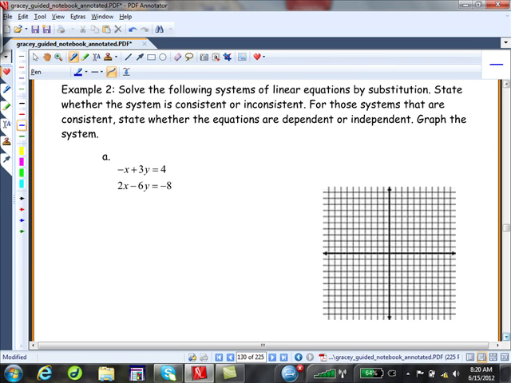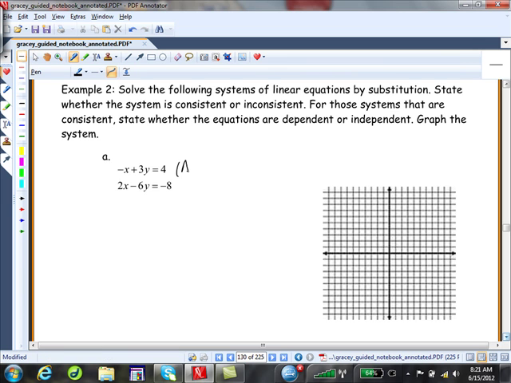Example 2. I'm telling you ahead of time that normally you wouldn't do both things. You would not graph and solve the system using substitution. But I just wanted you to see a picture of what goes with what. All right, so here we go.